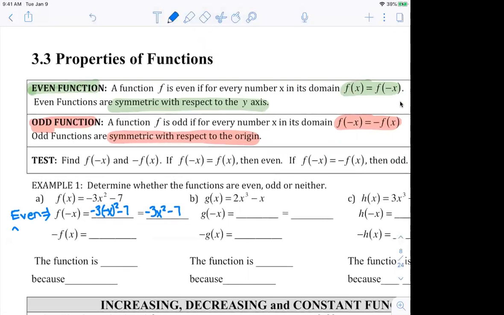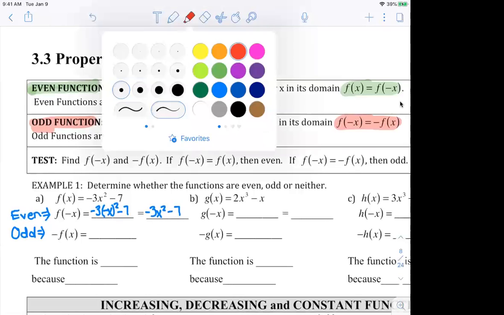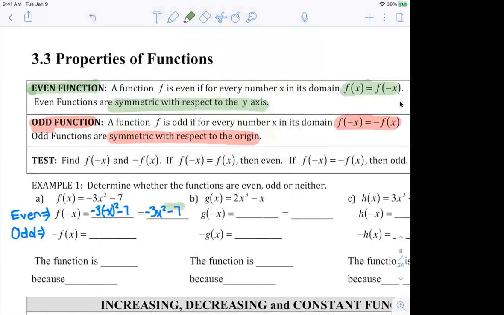For the odd, well, actually, let me go back to the even. You're going to be able to tell if something is even if your simplified answer matches the original. If we take a look, when we simplified it, negative 3x squared minus 7 was the same as the original. And if you look here, that's what it says for the definition of an even. When you plug in negative x, it still equals the original function. So this is in fact even.